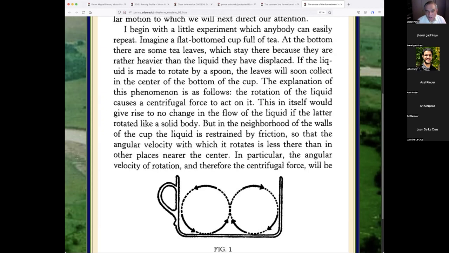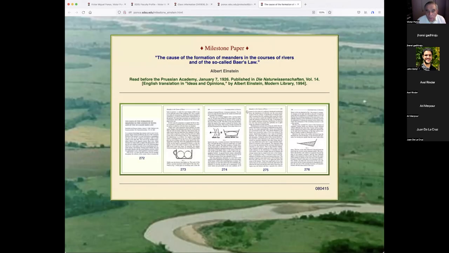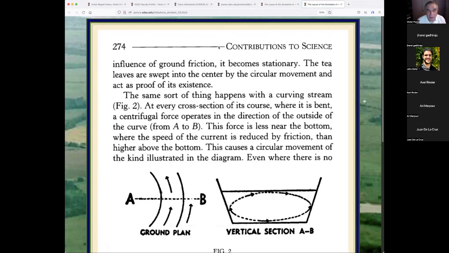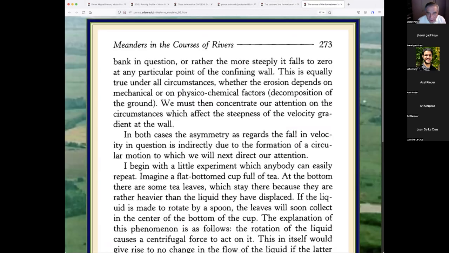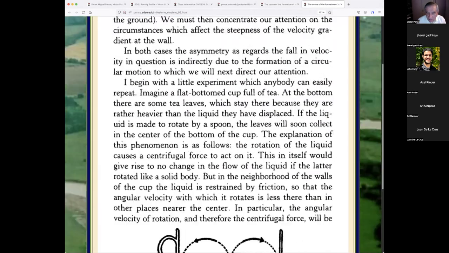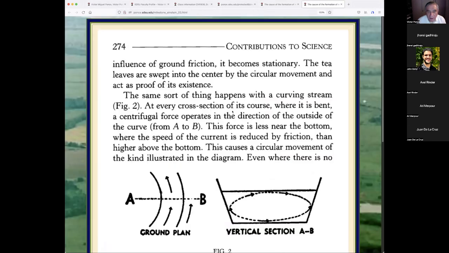In the neighborhood of the walls of the cup, the liquid is restrained by friction. So friction, the no slip condition on the side of the cup, produces a gradient of forces, right? The other forces out there being involved. So that the angular velocity with which it rotates is less than that in other places near the center. So there's an issue of rotation and then mechanics of the rotation itself. In particular, the angular velocity and therefore the centrifugal force will be... I'm getting lost in here.